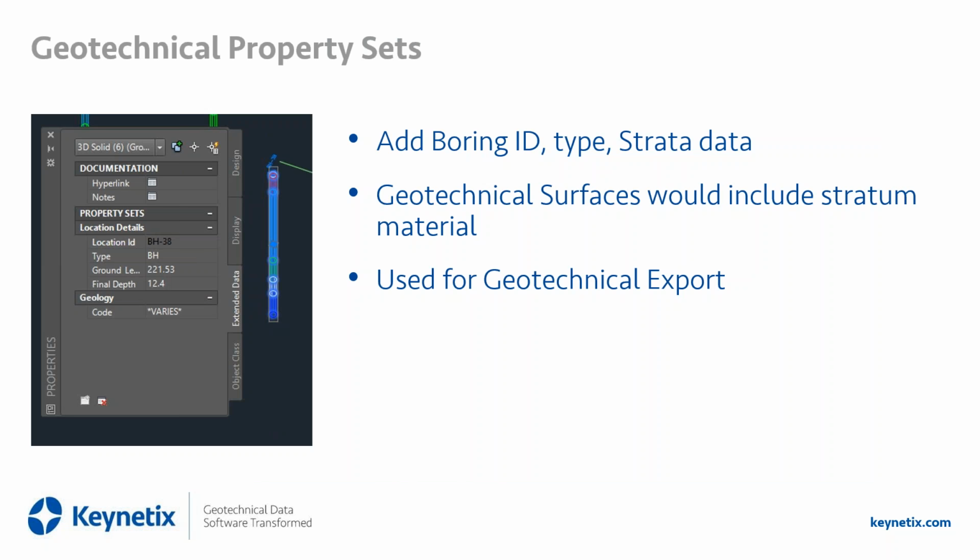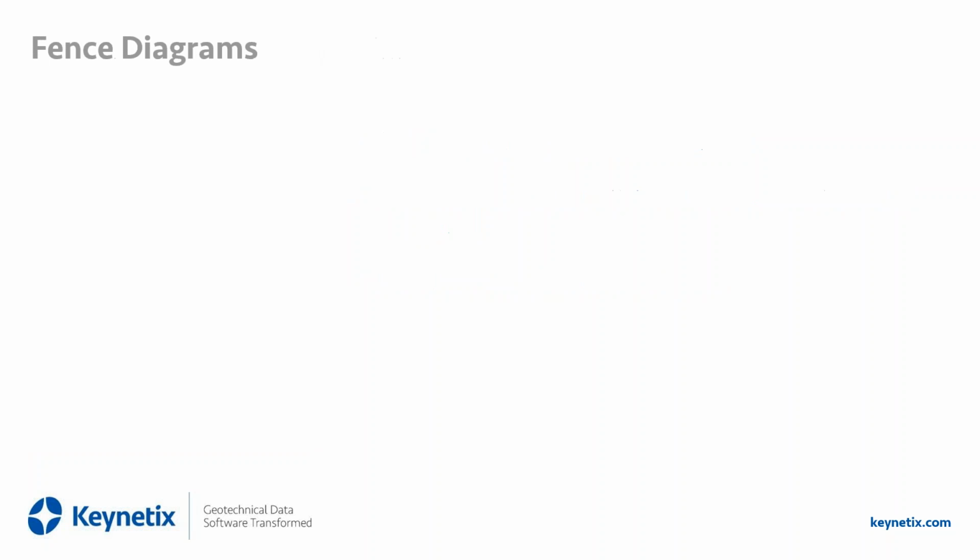Another small one is we've also started trying to exploit the property set functionality added in 2017, so that if you click on a 3D borehole or a surface, you will see there is some extended data and some basic property information regarding our borehole locations or the geology. We've done that thinking ahead for when you're trying to export this and use it in other Autodesk products as well.